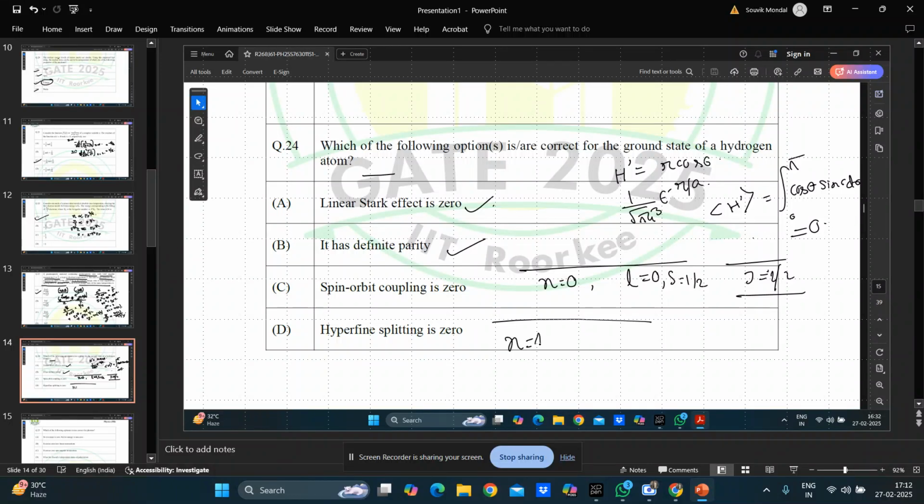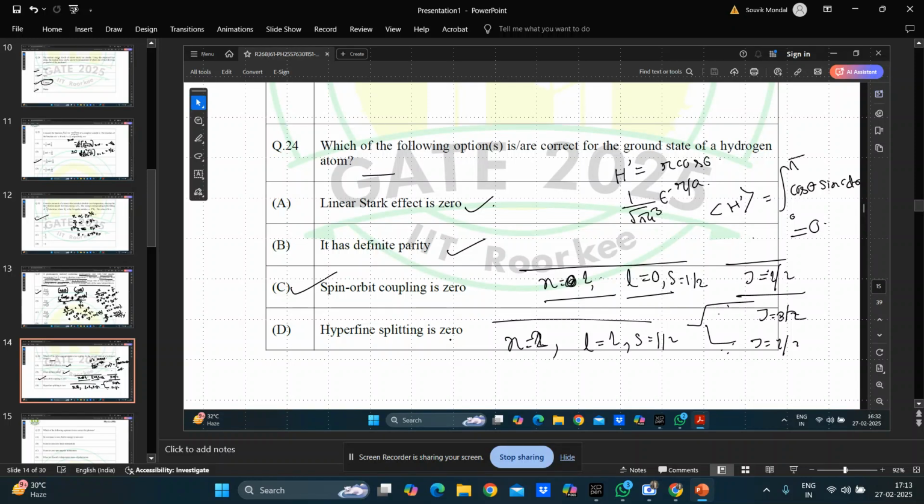In contrast, for the n is equal to 2 state, if you consider l is equal to 1, which is a possibility, and s is half, then two j values are possible: j is equal to 3 by 2 and j is equal to half. So there is some splitting, obviously. But for n is equal to 1, the only possible value of l is 0, so there is no splitting at all. So spin orbit coupling is 0 for the ground state. Yeah, it is also true.